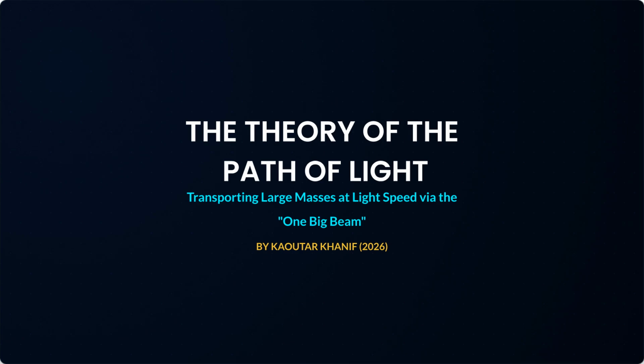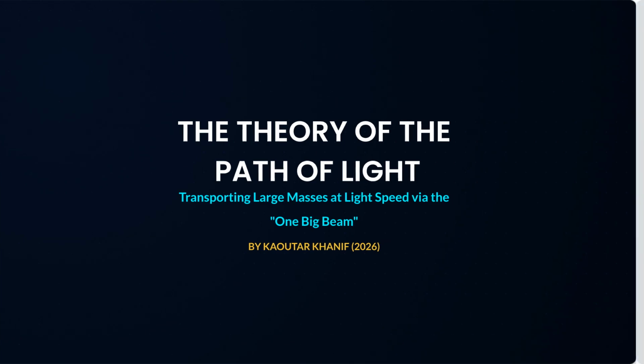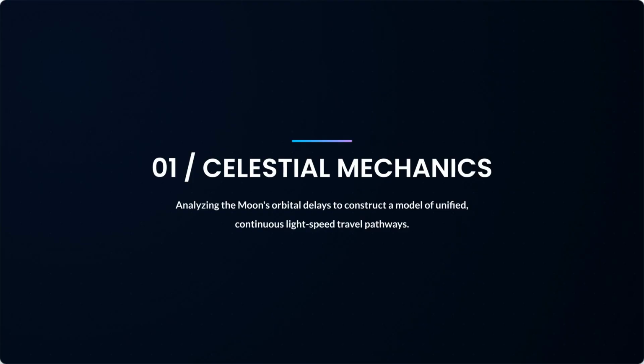For over a century, modern physics has told us that moving large, macroscopic physical objects at the speed of light is an absolute impossibility due to the infinite energy requirements of Einstein's equations. This theory introduces a paradigm shift. By transitioning from viewing light as a flat linear vector to treating it as a dynamic, three-dimensional geometric volume, c-cubed, we open the door to a propulsion system that can theoretically transport massive structures, even on planetary scales, at the absolute velocity of light. We begin with observations from celestial mechanics.